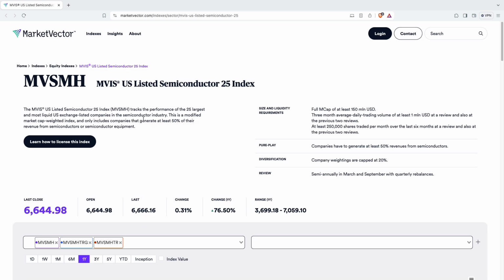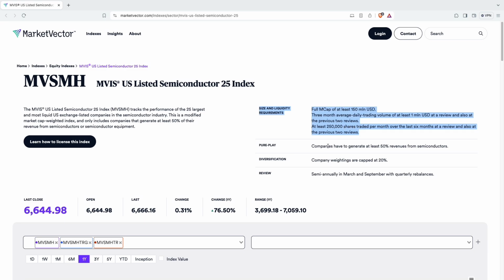the semiconductor industry. Over here we have size and liquidity requirements. The stocks involved need to meet the size and liquidity requirements listed here. The market cap needs to be above $150 million, the 3-month average daily trading volume at least $1 million US, and at least 250,000 shares traded per month over the last 6 months.